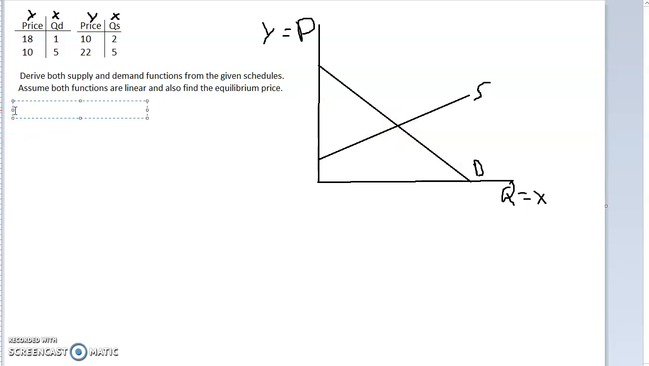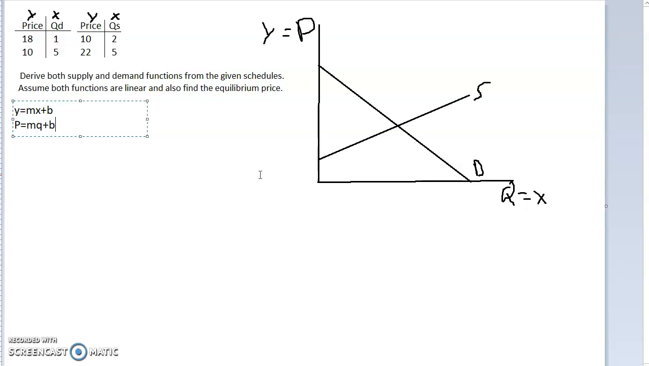So the function formula is y equals mx plus b. Only in this case, remember y is now p, so mq, because x is q, plus b. And b is the intercept. It's where it hits the y-axis. Okay? So that's what we need to know there.